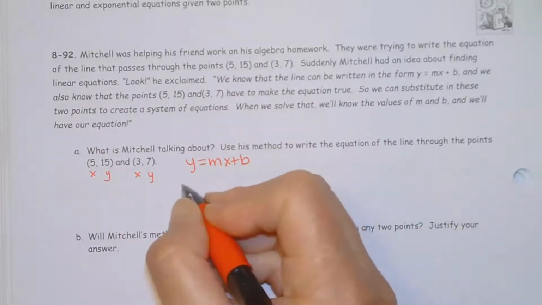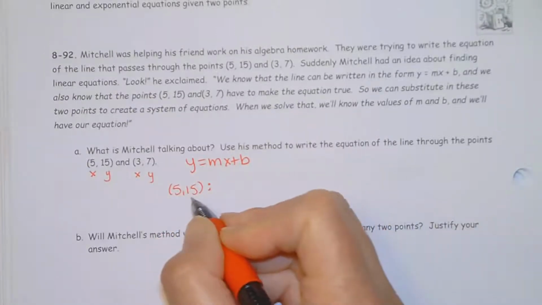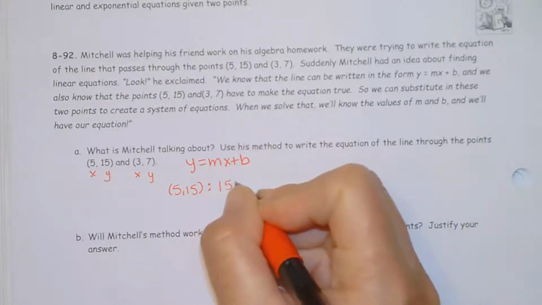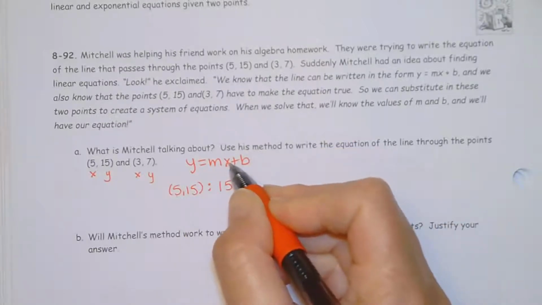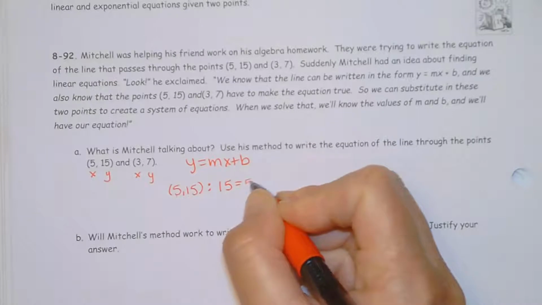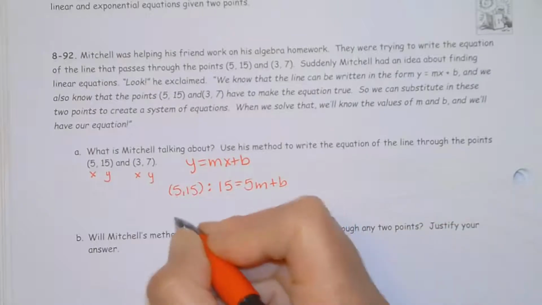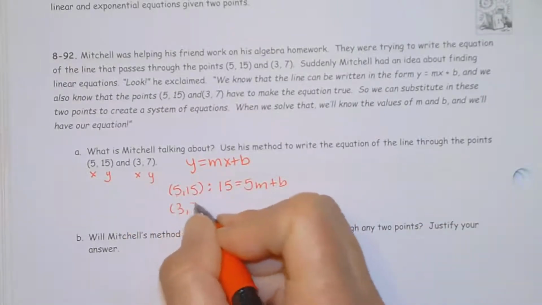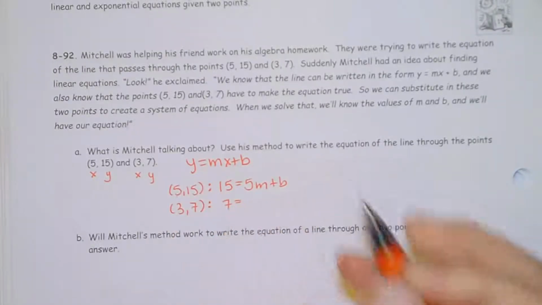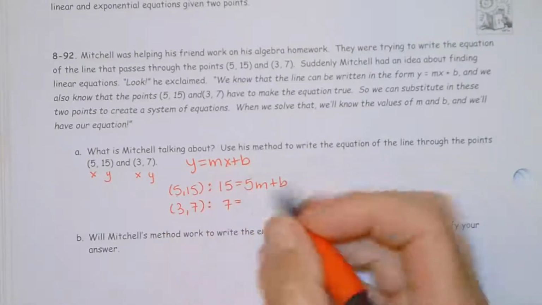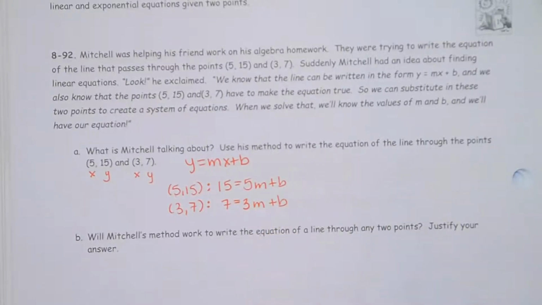So I'm going to first start with (5, 15), and I'm going to be substituting the 15 in for the y. So I'm going to put 15 is equal to, and I'm going to be putting the 5 in for the x. So when I put the 5 in here, it's going to be 5 times m. So I'm going to get 5m + b. That's our first equation. The second equation is going to come from (3, 7). And I'm going to do the same thing. I'm going to put 7 in for the y. So I'm going to get 7 is equal to, I'm going to put 3 in for the x. So I'm going to get 3 times m + b. And now I have the system of equations.